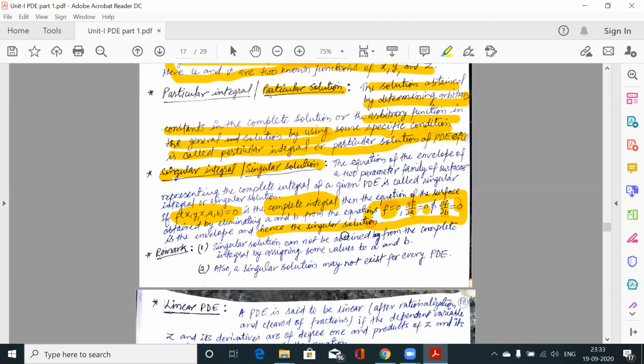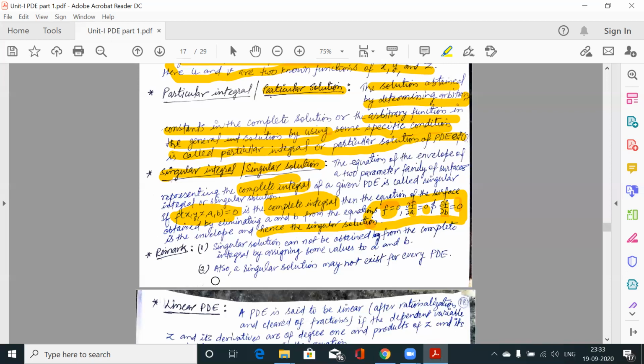The equation of the envelope of a family of surfaces representing the complete integral of a given PDE is called the singular solution. So for any PDE we know the complete solution, and the equation of the envelope of this complete solution is called the singular solution. But this is possible only when the elimination is possible.